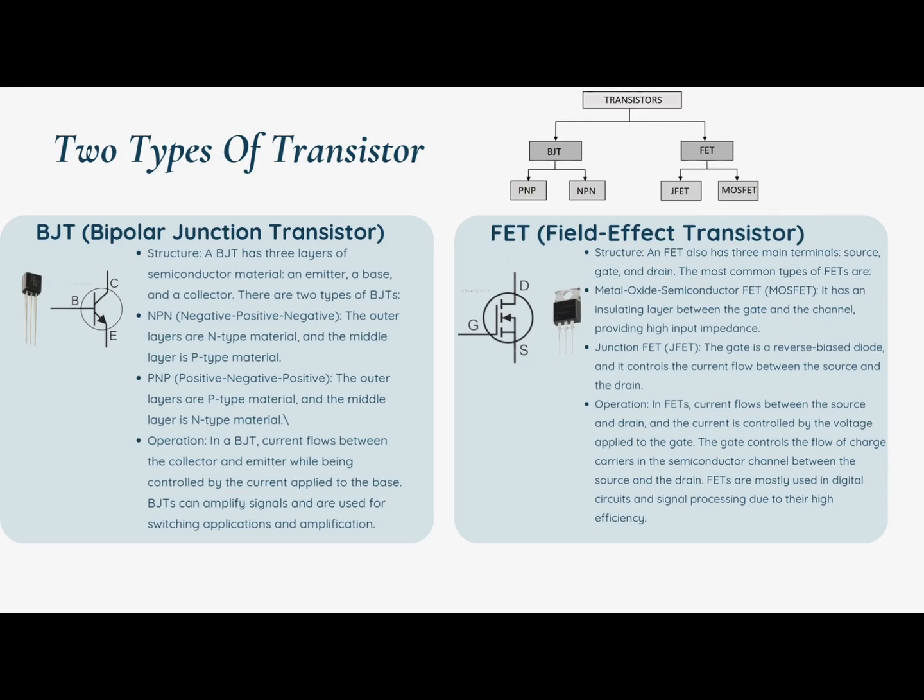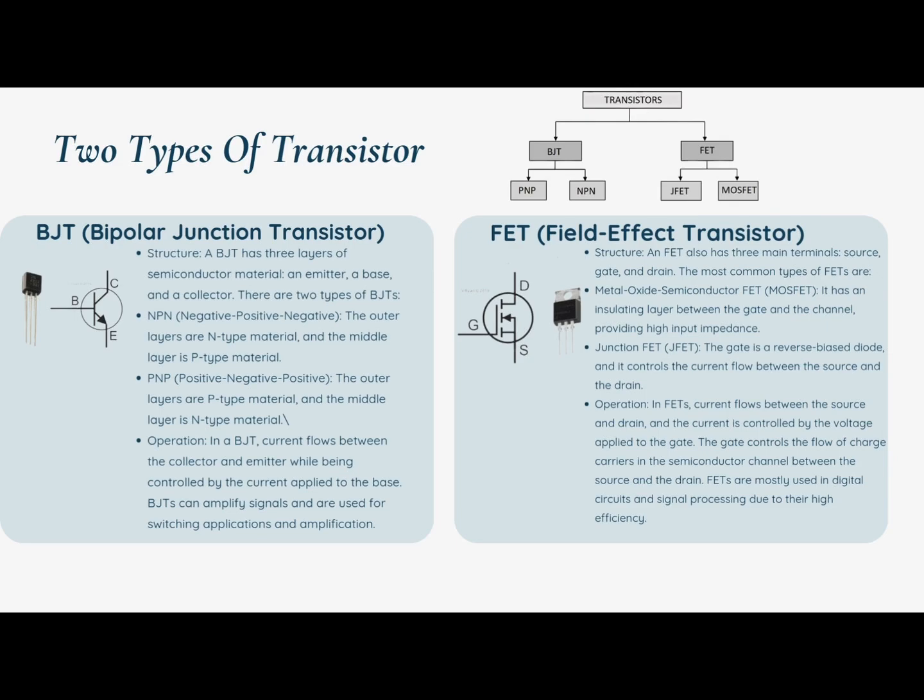The first one is NPN, or negative, positive, negative. The outer layers are N-type material and the middle layer is P-type material. While PNP, or positive, negative, positive, the outer layers are P-type material and the middle layer is N-type material. In the operation of a BJT, current flows between the collector and the emitter while being controlled by the current applied to the base. BJTs can amplify signals and are used for switching applications and amplification.